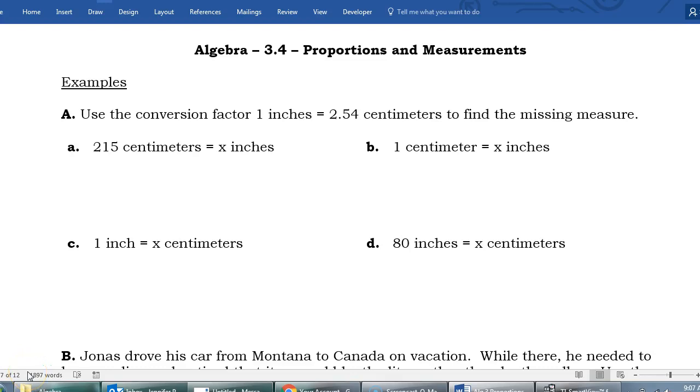This is Algebra Lesson 3.4, and in this lesson we're going to continue talking about and using proportions, but this time we're going to use it to convert different units of measure.